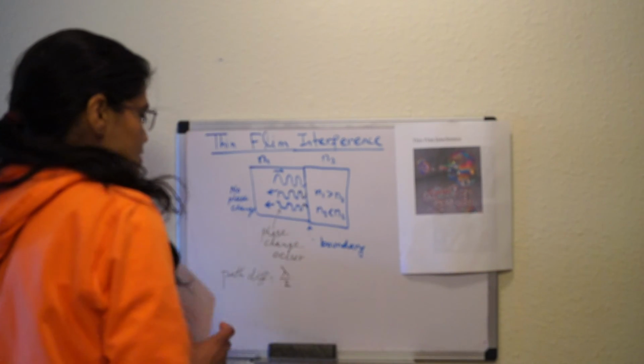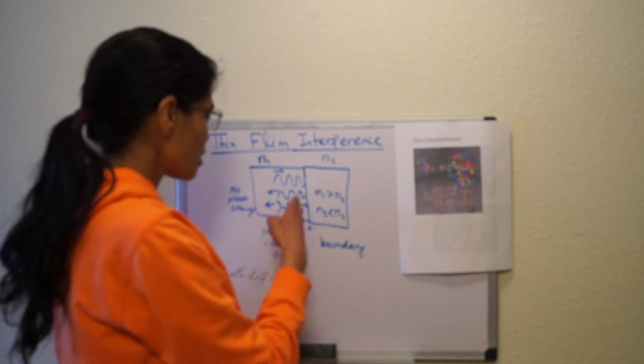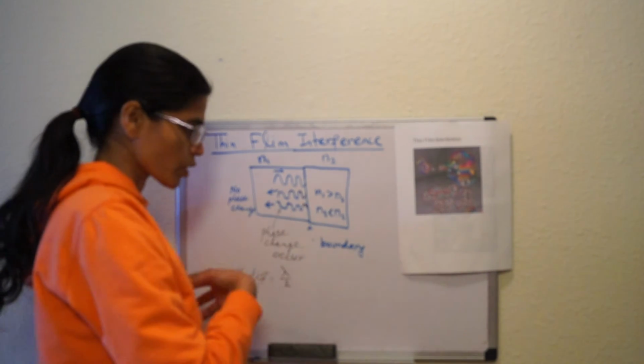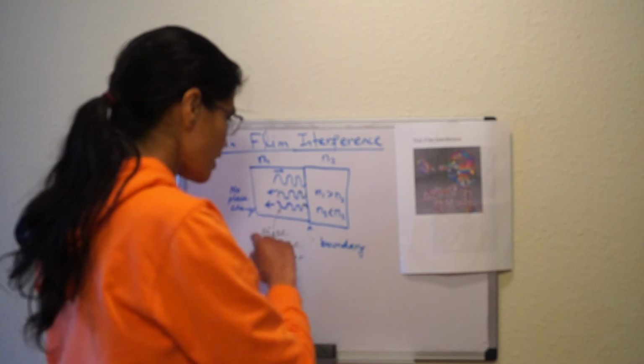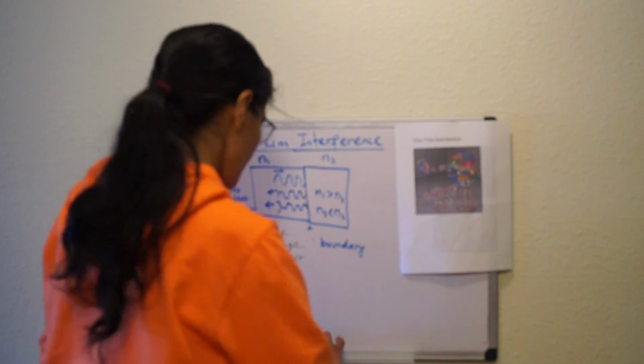So if this phase change occurs, meaning light has to go from a medium where the refractive index is lower to the higher refractive index region, then the phase change occurs. So this is the thing we learn here.